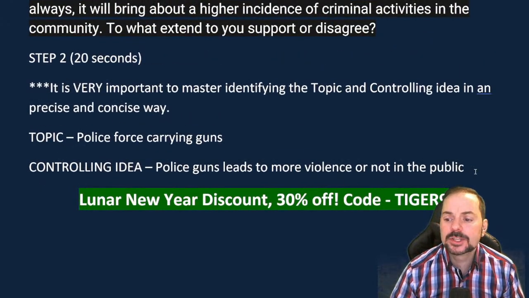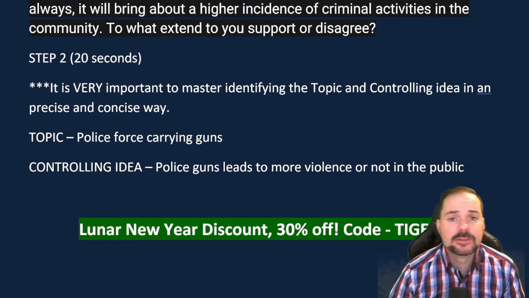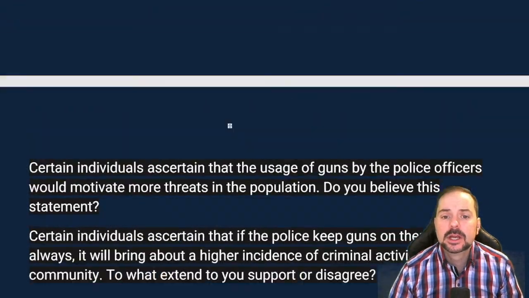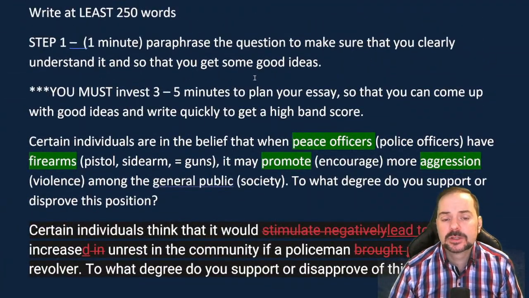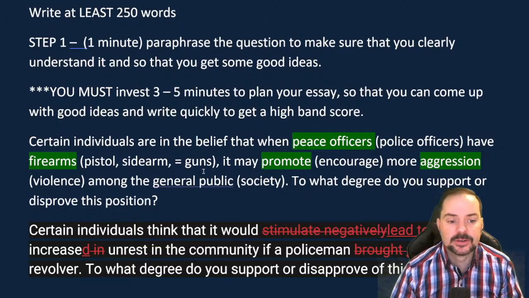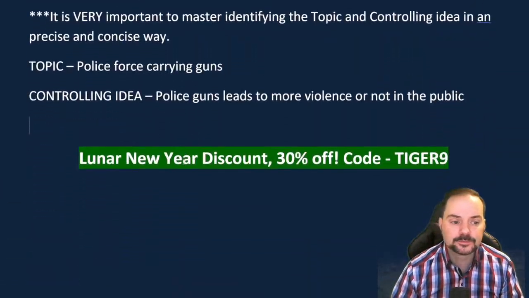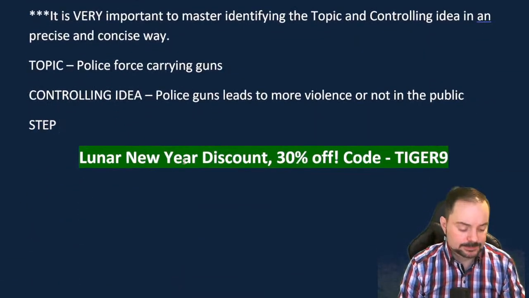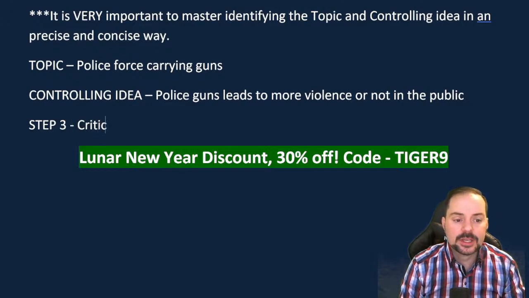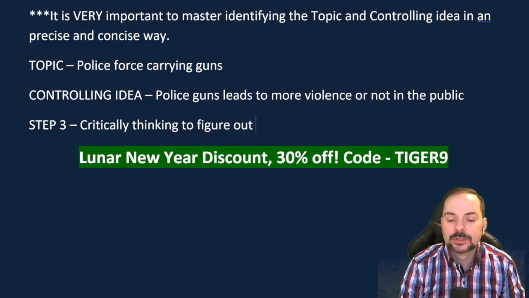Okay, so now we can go to step 3, and step 3 is actually figuring this out, right? Because in this question, when you first look at it, you're kind of like, well, does it or doesn't it, right? Okay. So step 3 is critical thinking to figure out good points for the essay.